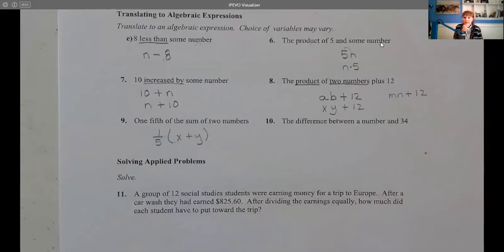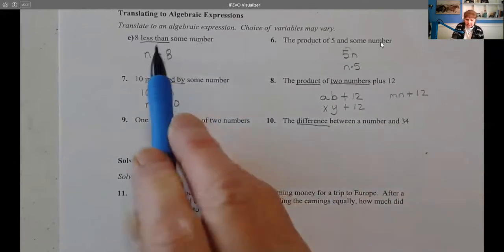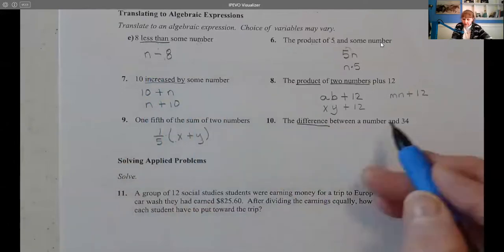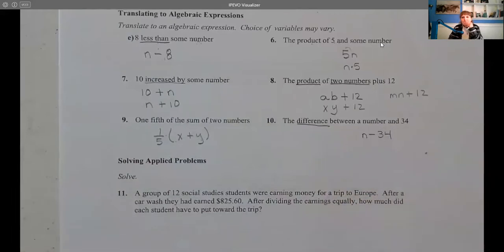Number 10, the difference between a number and 34. Now, the order matters in subtraction. So you need to know, is it n minus 34 or 34 minus n? Well, this is the word difference, not less than, not subtracted from. Because it's not either one, you just read from left to right. You don't switch the order. The difference between a number and 34, n minus 34.